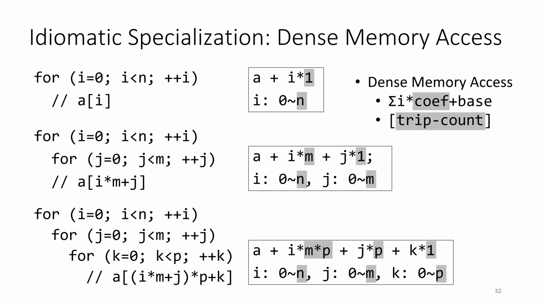What do you mean by trip minus count here? Trip count, not minus, sorry. Trip count can also be a vector, since it's a loop nest. Okay.